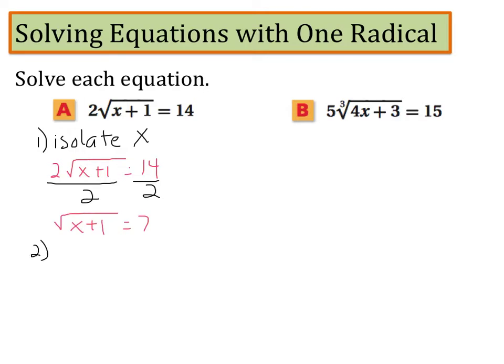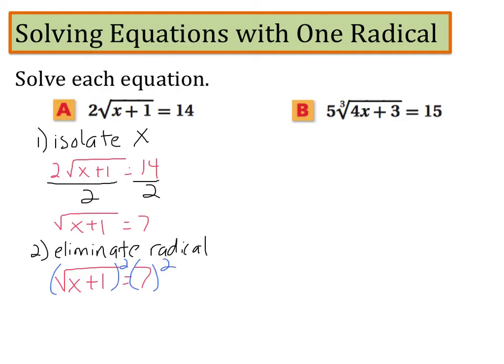My second step is to eliminate the radical in this equation. So to do that, I have to take each side and square it. I have my equation, the square root of x plus 1 equals 7. So I take each side and I square it. When I do that, what I'm left with is x plus 1 equals 49. And then I just solve for x, and x equals 48.